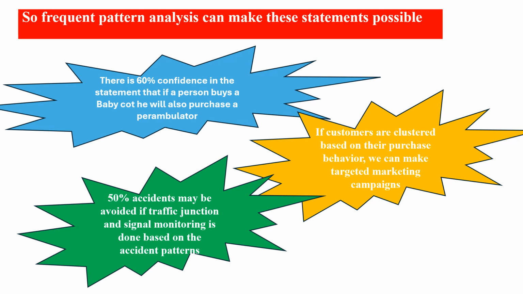So by doing frequent pattern analysis, you can actually make this possible, like 60% confidence that a person who buys a baby cot will also buy a perambulator. Because that is what you have seen in past purchases. Young parents, when they come and there's a baby in the house, an infant in the house, they do these purchases one after the other. Accident avoidance. So 50% of accidents may be avoided if traffic junction monitoring is done based on the patterns. And if customers are clustered, you can do targeted marketing campaigns.